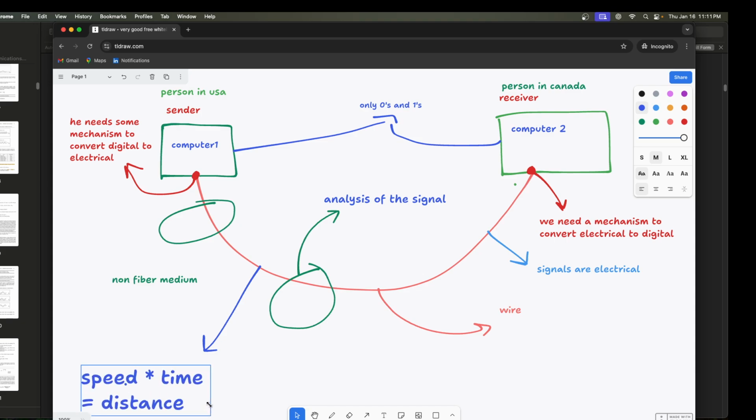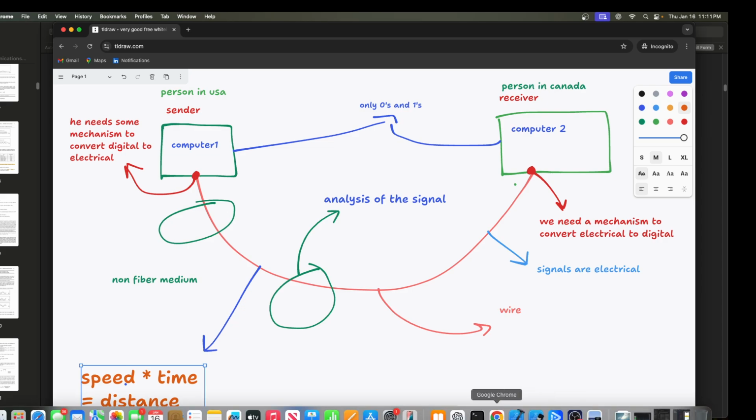Right, this is the formula, right? Alright, so does it go here? Speed times time is the distance. So we know the speed of the signal, we know how much time it is going to take to come here. So then we can get the wavelength. What is the relation with wavelength?